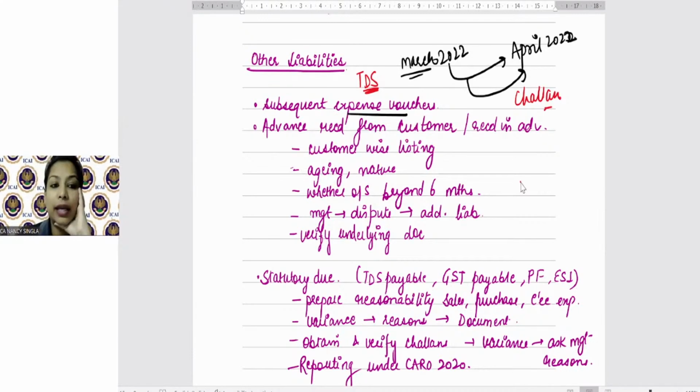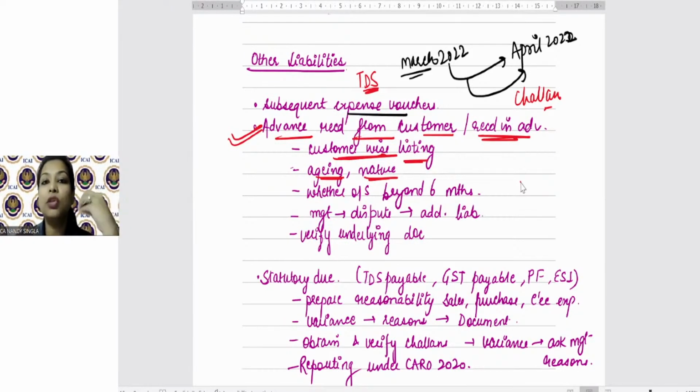Okay? And let's see how to verify the advance receipt from a customer or anything that is received in advance. So first of all, the auditor will obtain the customer-wise listing of all the advances from the customer from the company. He'll obtain the aging schedule and he'll see the nature with respect to which the advance has been received. He will see whether any advance is outstanding beyond 6 months, that it has been more than 6 months and still it is outstanding. He will ask the management if any dispute is there, and the auditor will see whether there is any additional liability.